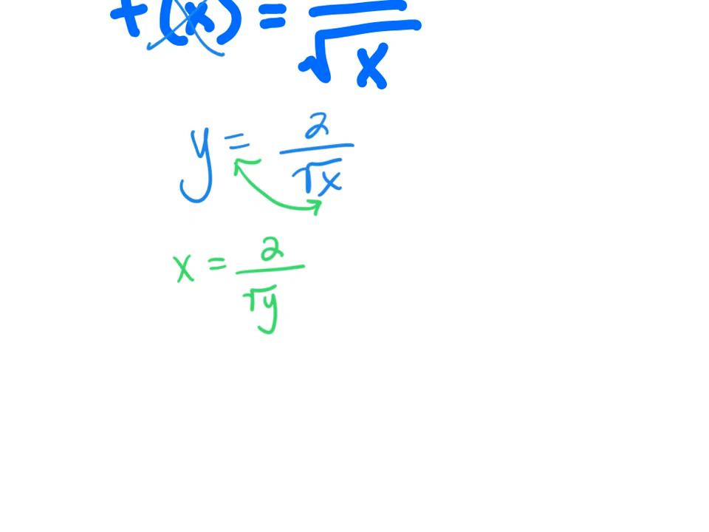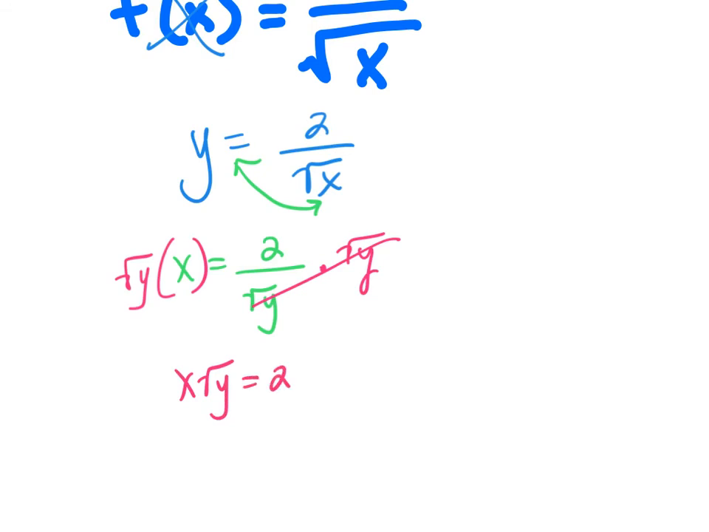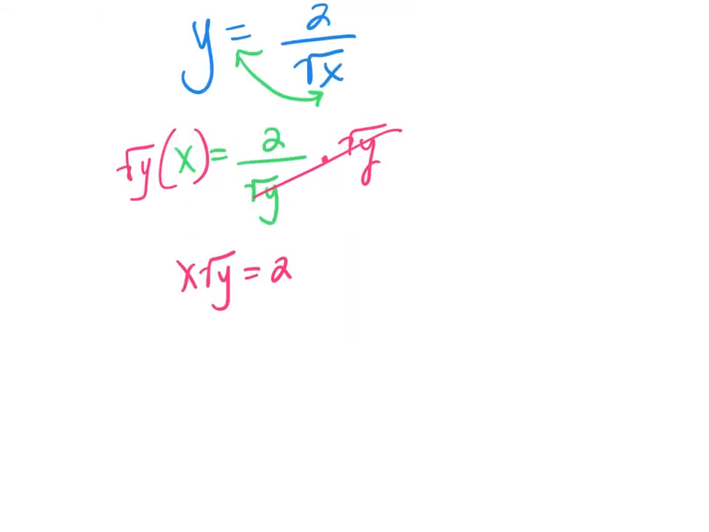So I want to get y out of the denominator. I'm going to multiply this side by square root of y. They'll cancel out. What you do to one side, you do to the other. So this leaves me with x square root of y equals 2. Well, we want y all by itself, so we're going to divide both sides by x. I get the square root of y equals 2 over x.